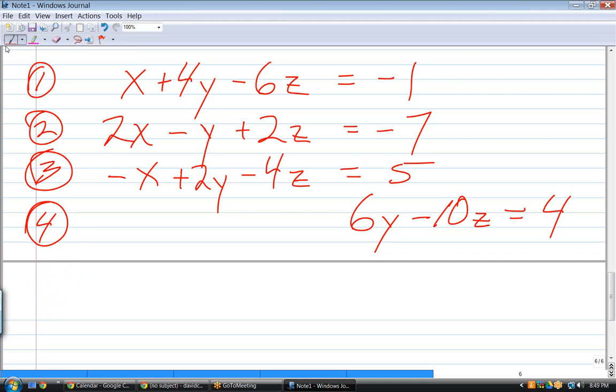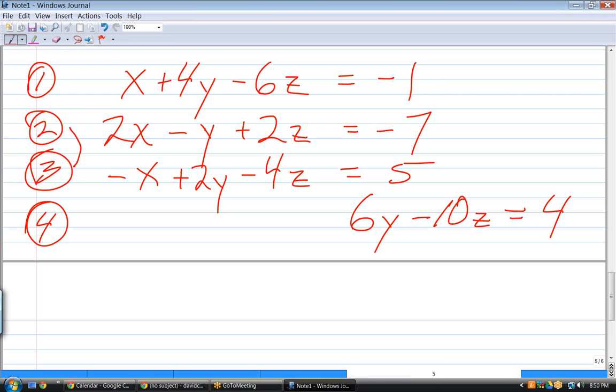Which ones should I use? 2 and 4. 2 and 3. In other words, you want to use 2 out of the original 3 equations. This is equation 4, which is valid, but we're going to have an equation 5. Before we can get equation 5, I need to manipulate one of these first 3 equations because I'm trying to get x to go away. So what if we play with 2 and 3?